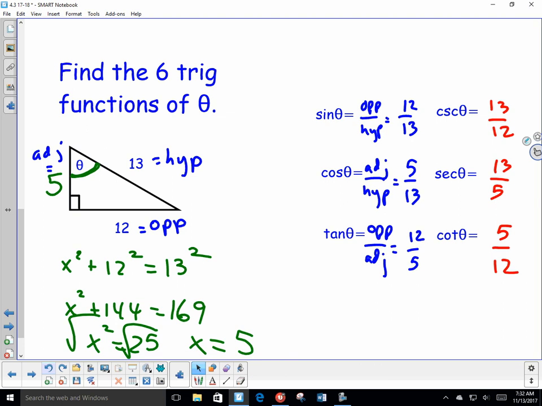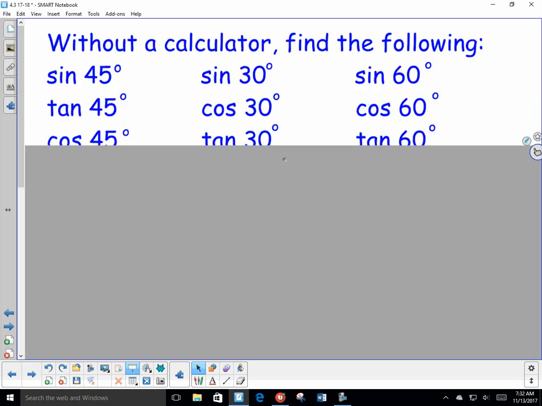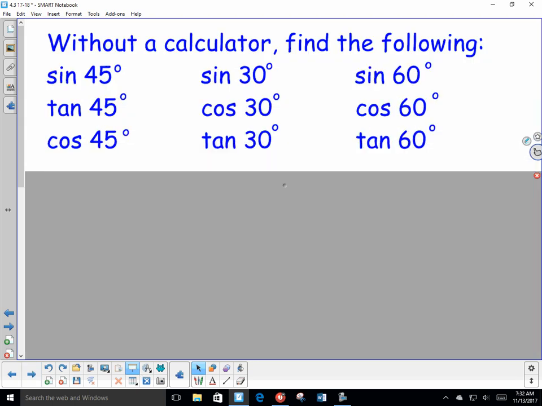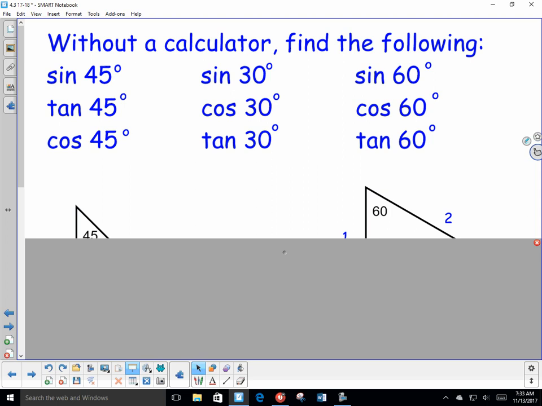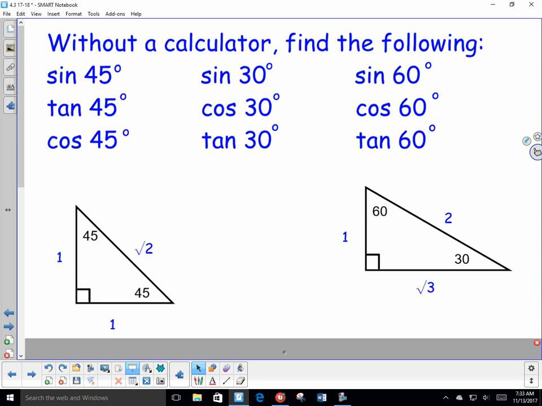All right. Let's take a look at another example. This one says, without using a calculator, can you find the following? So the sine of 45 degrees, the tangent of 45 degrees, sine of 30, cosine of 60, and so on. This is going to require us to recall our special right triangles.